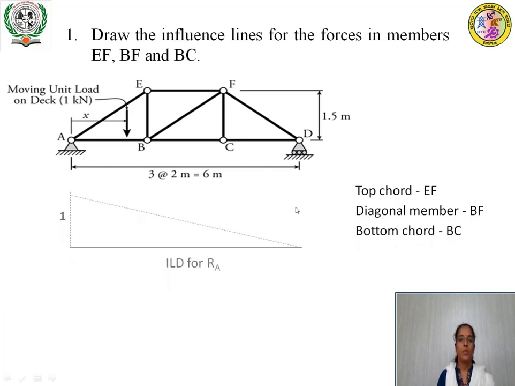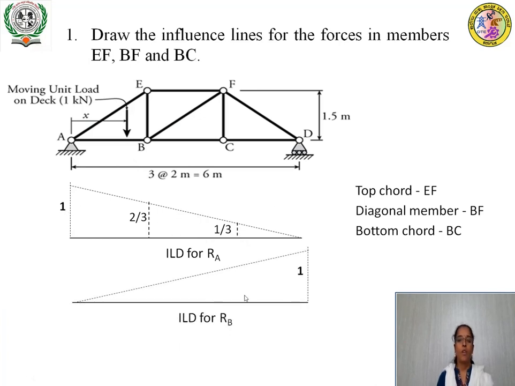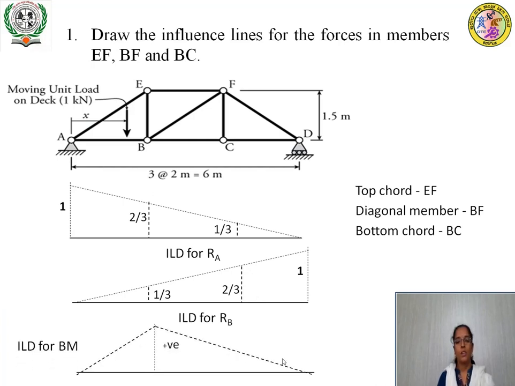So as usual, write the ILD for the reactions at A and B. Since it is divided into three equal parts, three spans at 2 meter intervals, each span will be equal to 1/3. So CD will be 1/3, BC will be 1/3. So the ordinates will be 1/3, 2/3 and 1. Similarly, if you draw the ILD for RB, the ordinate at B will be 1/3 and at C will be 2/3. And this is the bending moment at any point on a beam, which is equal to AB by L.